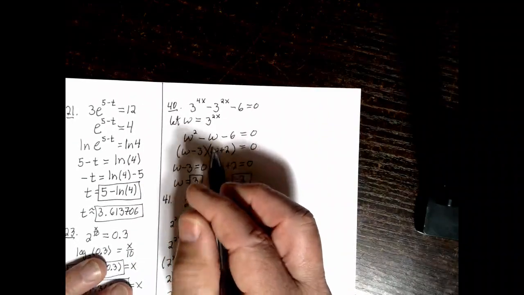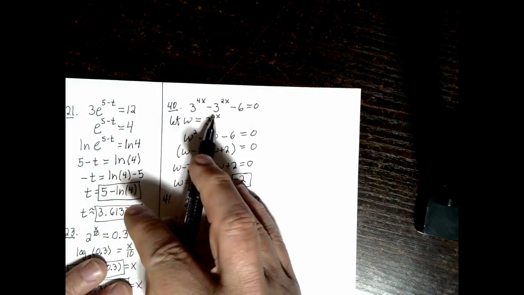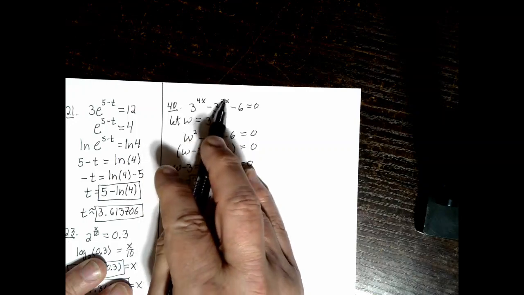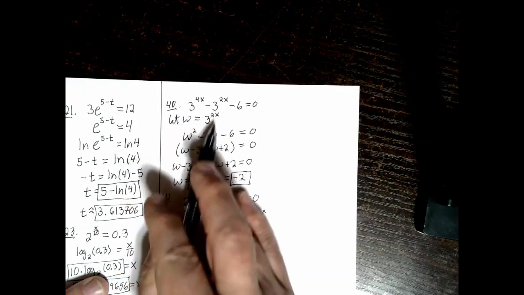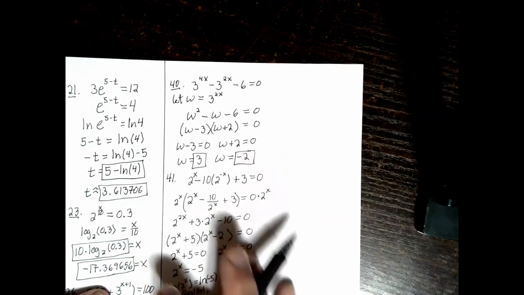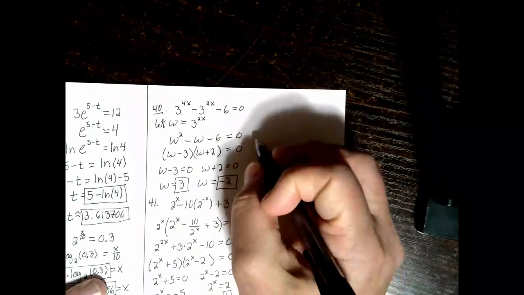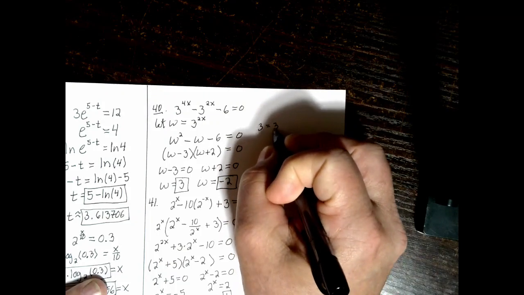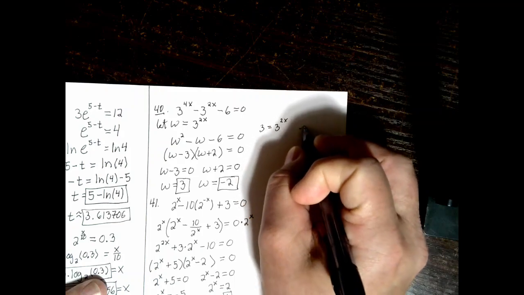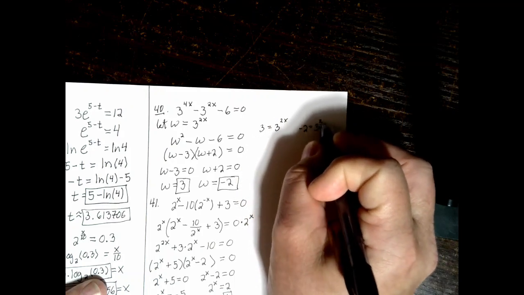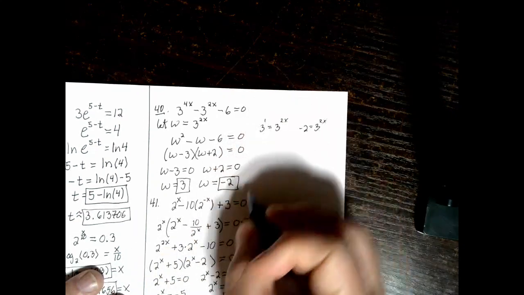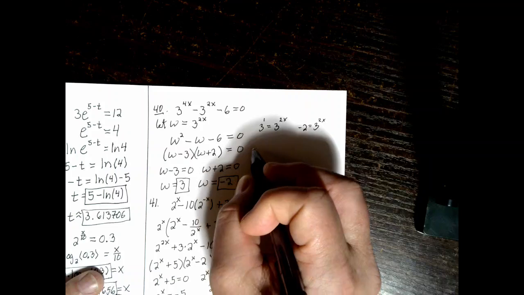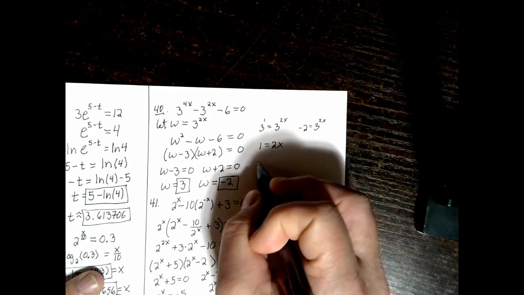This one's pretty tricky. This is like that example we had earlier with the e to the 2x and e to the x. If you let w equal the middle term, 3 to the 2x, this becomes w squared, w, and 6. It factors, set each factor equal to 0, you get 3 and -2. And then you have to go back and substitute. You have to let 3 equal 3 to the 2x, and you got to let -2 equal 3 to the 2x. Well, 3 to the 1 equals 3 to the 2x. That means 1 equals 2x, so x equals a half.